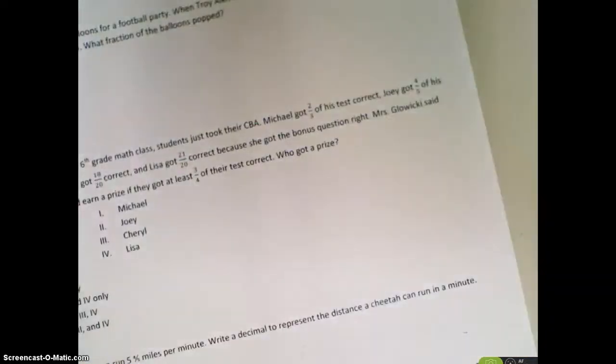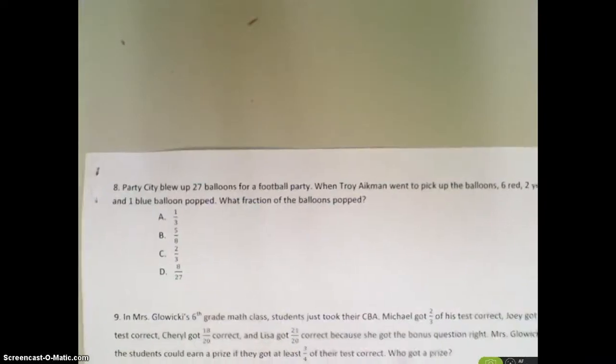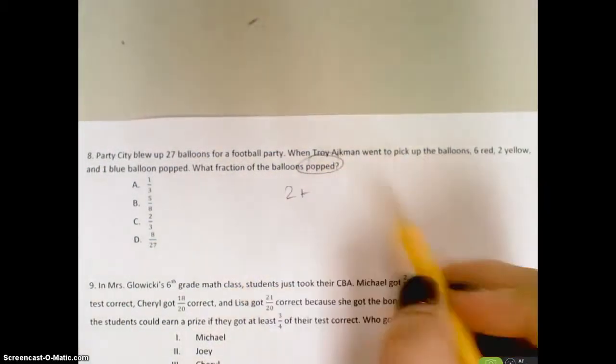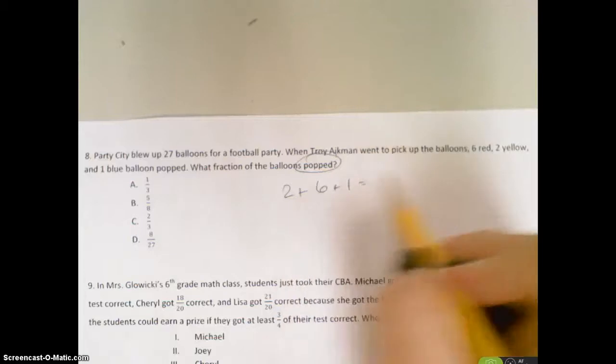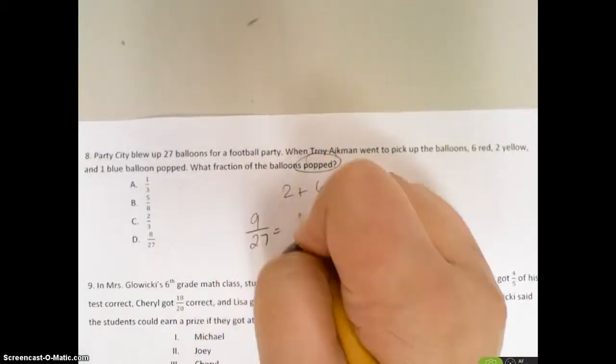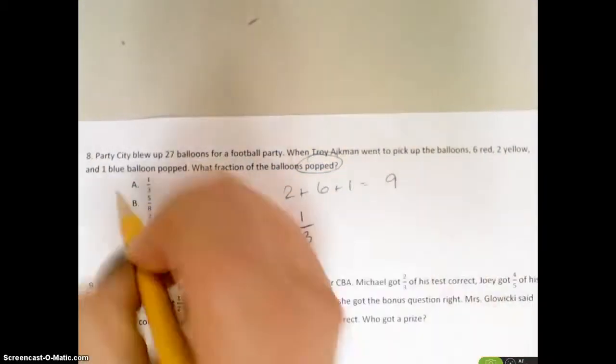All right, so let's go to the last page. Party City blew up 27 balloons for a football party. When Troy Aikman went to pick up the balloons, 6 red, 2 yellow, and 1 blue balloon popped. What fraction of the balloons popped? So 2 plus 6 plus 1 is equal to 9. So 9 out of 27 balloons popped, which when I simplify by dividing, I get 1/3.